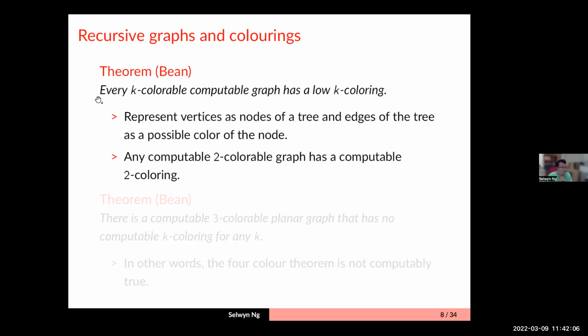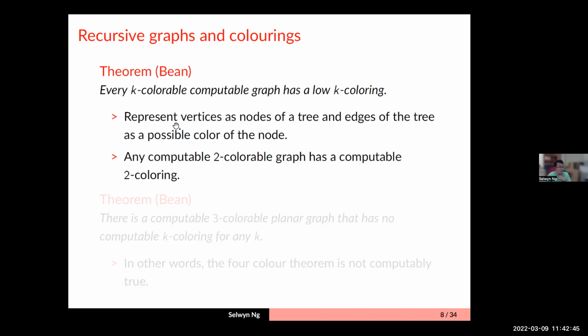An early work by Bean showed that every k-colorable computable graph has a low k-coloring. Every time we have the word computable and low here, that of course reminds us of the low basis theorem, and in fact that's how he proved it. The thing is, you have to think about how you can represent vertices, and the edges of the tree are going to encode the possible coloring of that node. And because we are looking only at k-coloring, that gives us a uniformly bounded tree, the width.